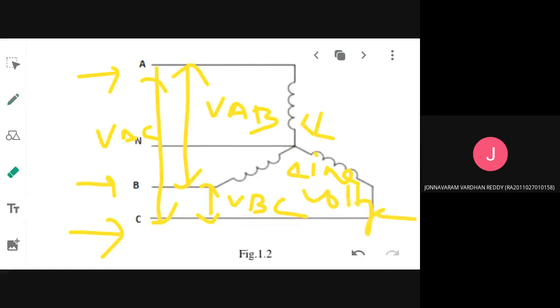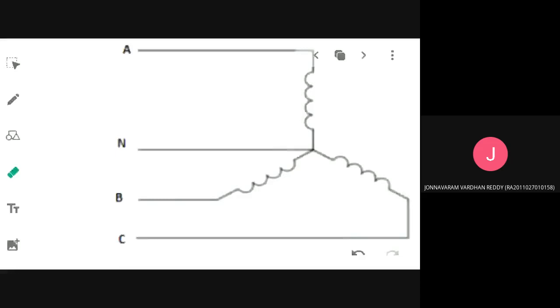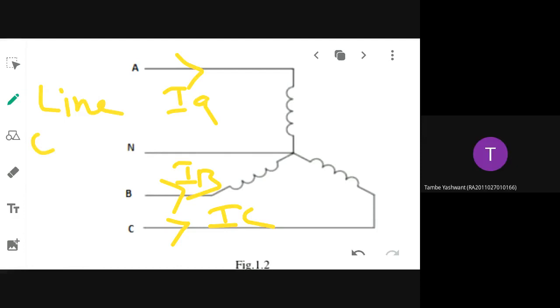One more thing you need to know from star connection: what are the various currents? Currents also can be classified as line currents and phase currents. This is IA current, this is IB current, this is IC current. Those are called line currents. And one more thing.